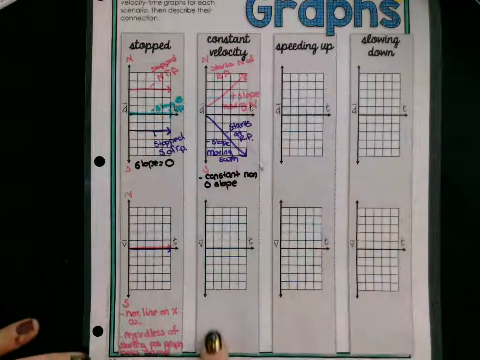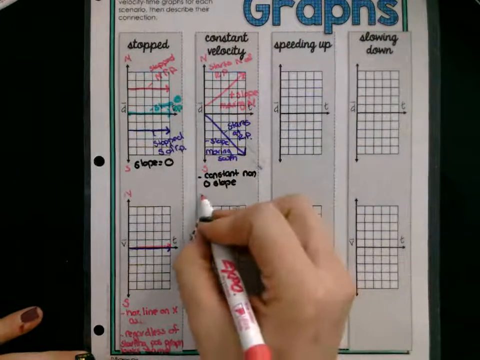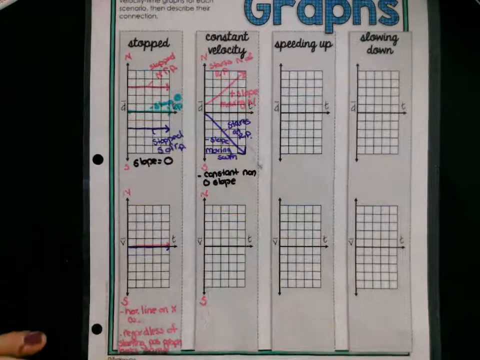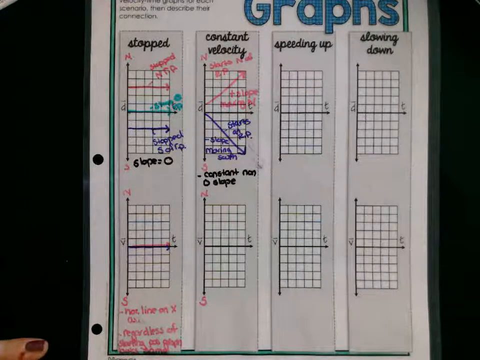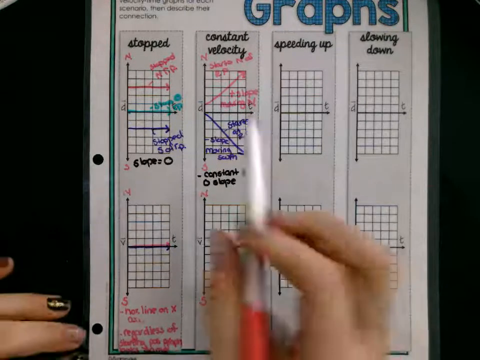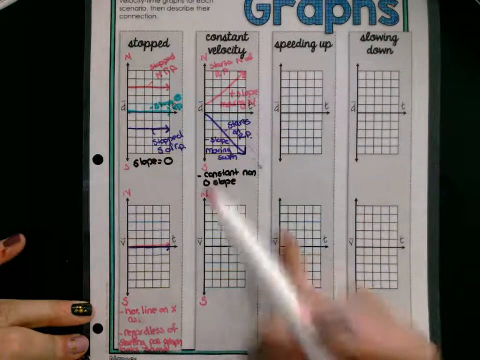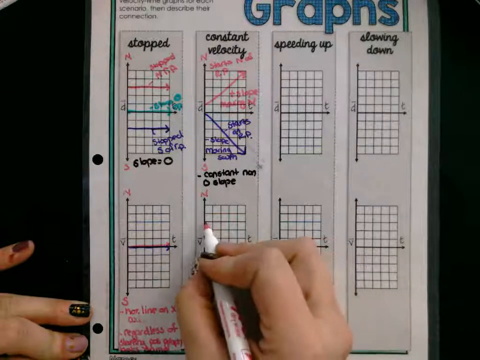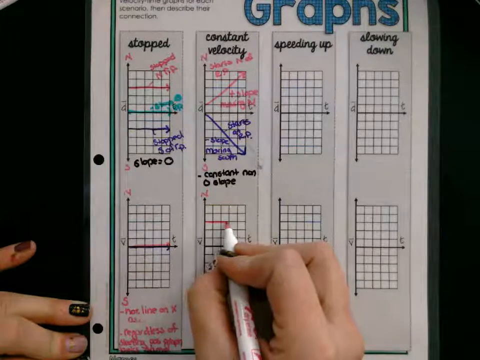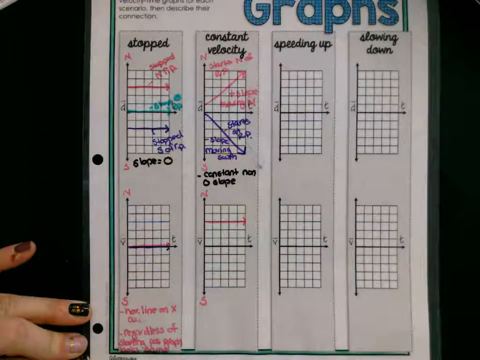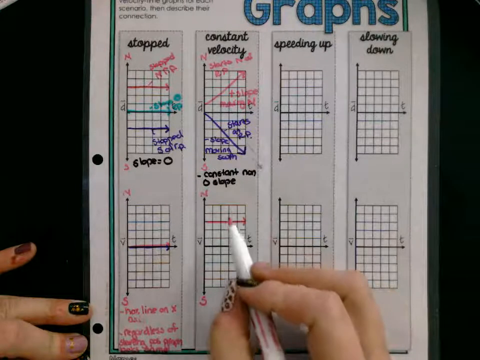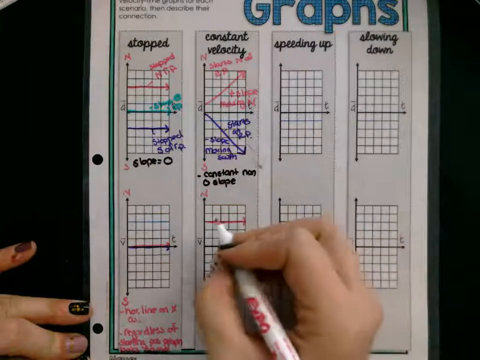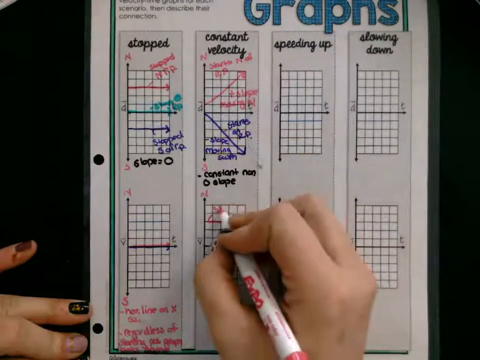Okay, so let's go down here to the bottom. We're going to set positive as north and negative as south, and we have a velocity time graph. If we're traveling at a constant velocity on a velocity time graph, that means our velocity is never changing. So if our velocity was 3 meters per second, it would be 3 meters per second the whole way across. So that gives us a straight line. Constant velocity on a velocity time graph is a straight line.